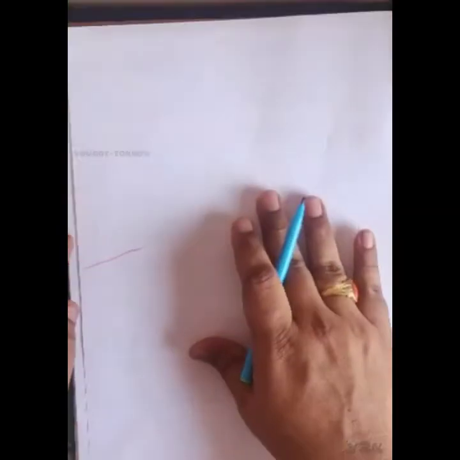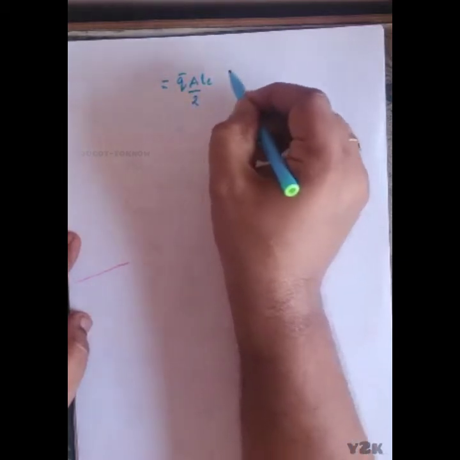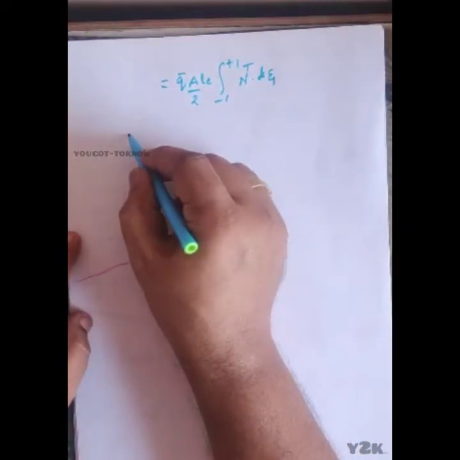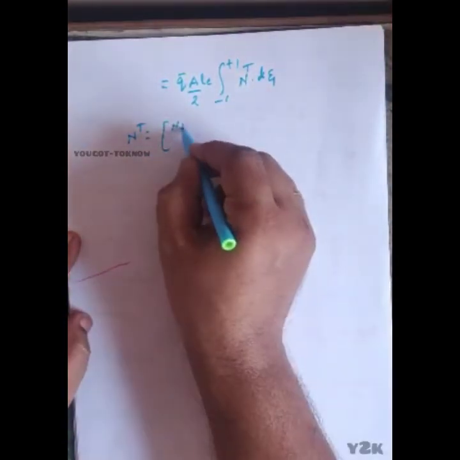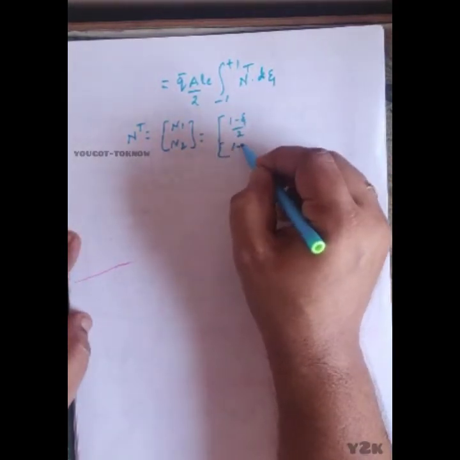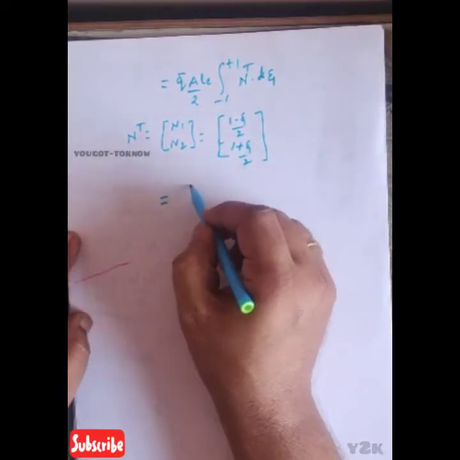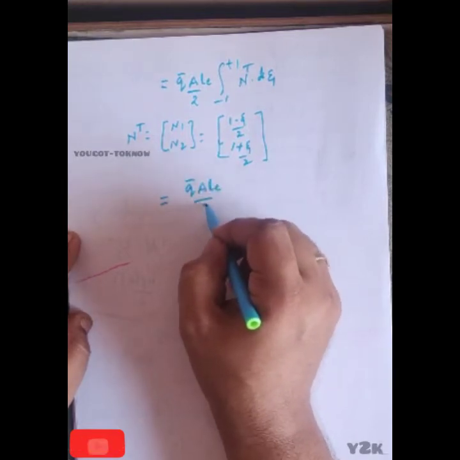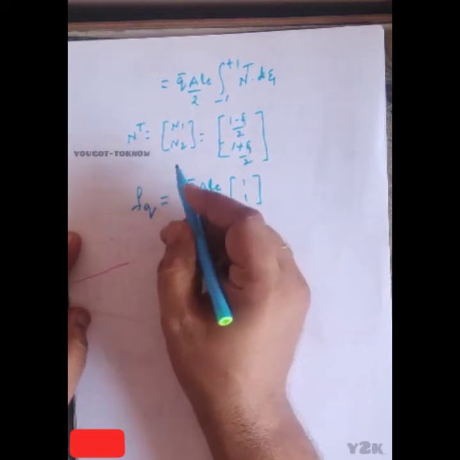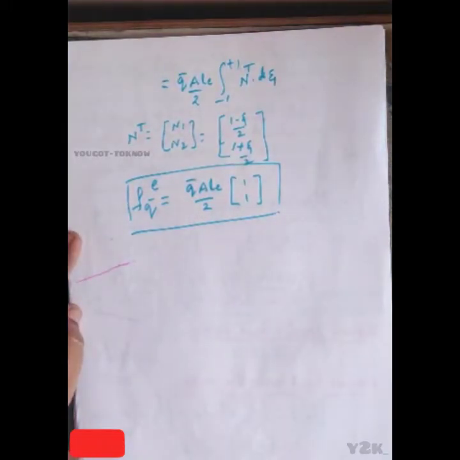Now if you observe this, what is the value I got? Q bar A L_e by 2, integral from -1 to +1 of N transpose into d zeta. Now what is N transpose? N transpose is N1 N2. N1 N2 will be equal to 1 minus zeta by 2, then 1 plus zeta by 2. So if you integrate and solve it, the answer is Q bar A L_e by 2 times 1 1. That is called your heat generation vector.